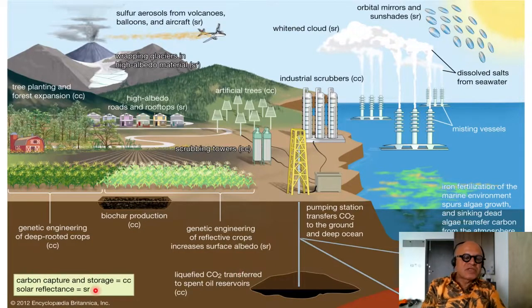So this is from Encyclopedia Britannica, which is almost comprehensive, but this has to constantly be upgraded as new ideas are being proposed. So sulfur aerosols from volcanoes, balloons, and aircraft, these have provided metaphors for how spraying aerosols into the stratosphere can reduce incoming energy.